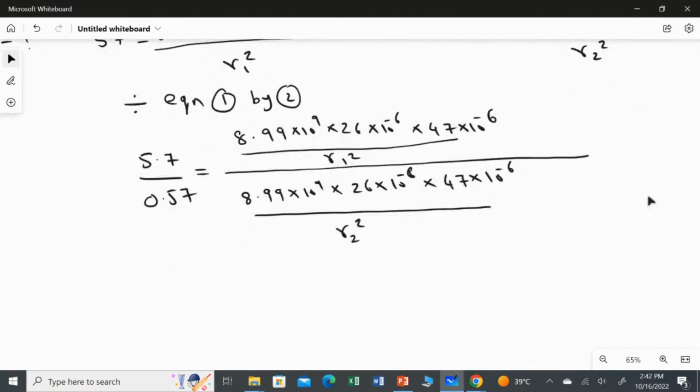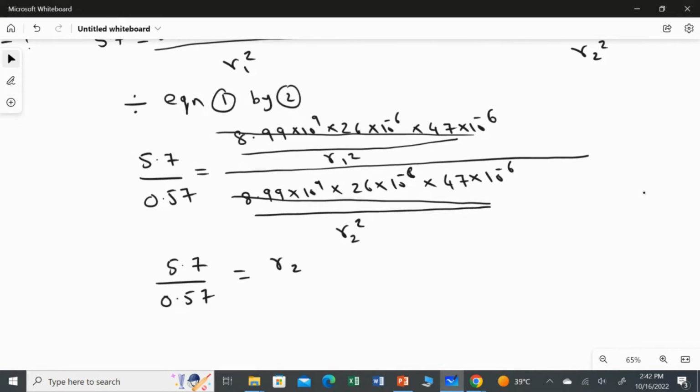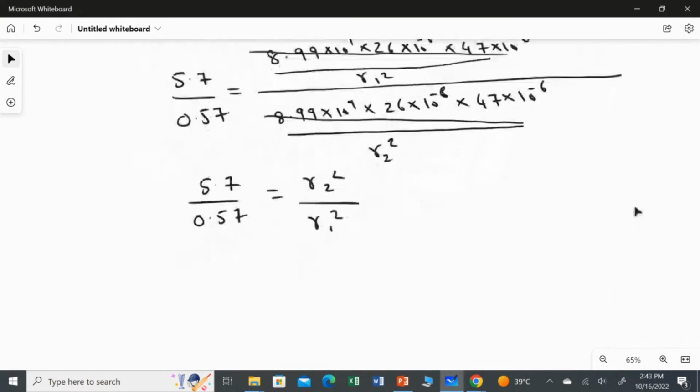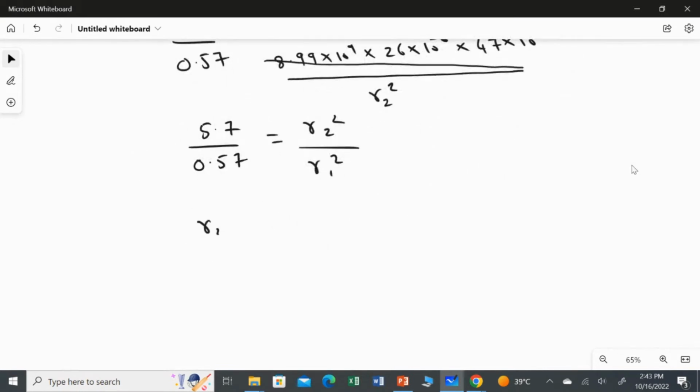So when you divide this on the right hand side, what will happen? All these values get cancelled with this value. Am I right? So your equation will become 5.7 over 0.57, which is equal to R2 square over R1 square. When you do the multiplication, this will go to the numerator. And here we got the relation R2 square over R1 square equal to 5.7 over 0.57, which gives the answer of 10.